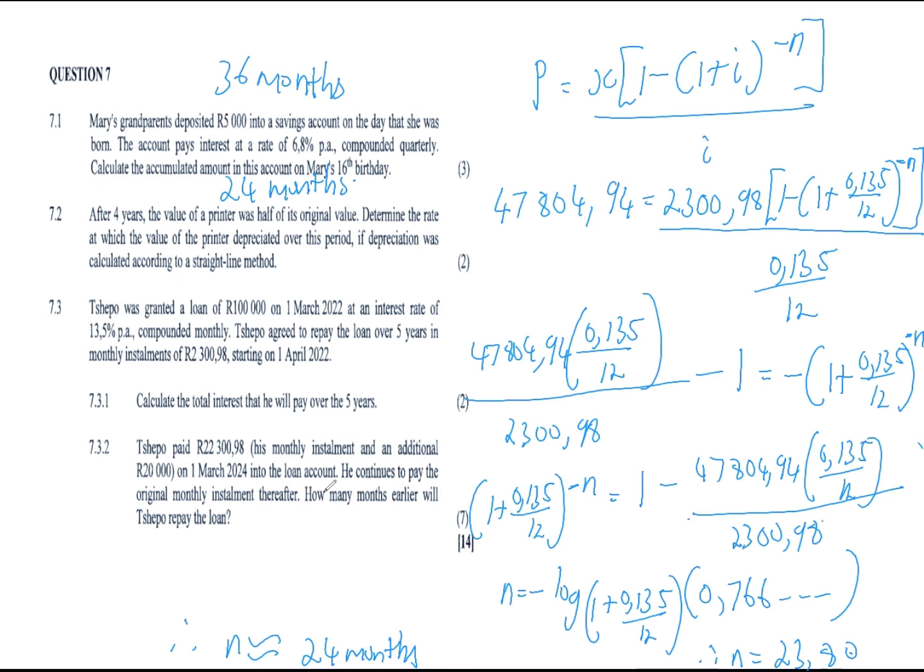Remember, the question is how many months earlier will Tshepo repay the loan? It's not 24 months earlier. We have to say 36 minus 24. It means it will be 12 months earlier. Because now instead of the whole 36 months, it only takes 24 months. So that means that's actually 12 months earlier. Right. And that's how you were supposed to solve that question.